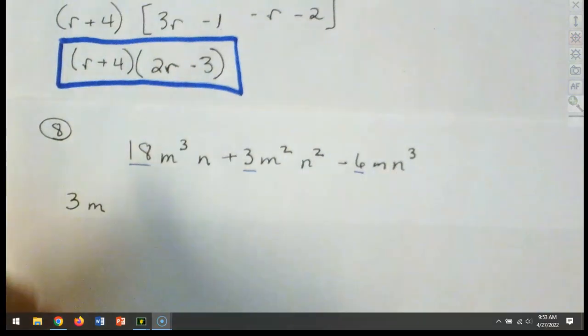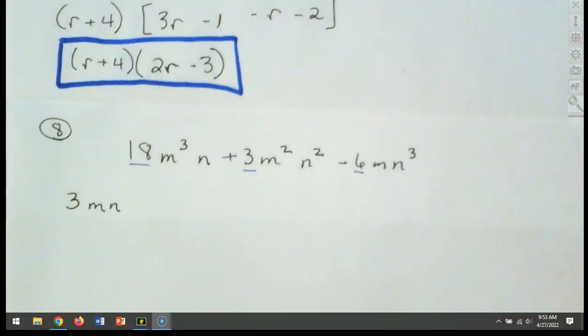N in common. So the first thing I would do before I do anything else is I look at it and I say 18, 3, and 6 have a 3 in common. So that comes out. They also have an m, and they also have an n in common. So that's going to come out at the very, very beginning, and that's the first thing that you should do. Always start by seeing what's in common. You have to do that first. Now we see what's left over.